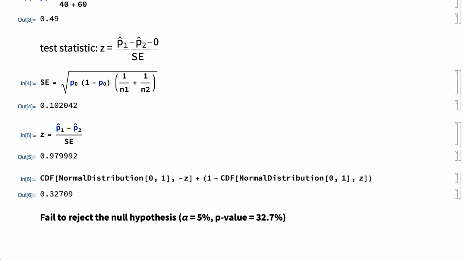The conclusion when the p-value is large is to fail to reject the null hypothesis, so the difference between these samples is not big enough to conclude that there is a difference between the two treatments.